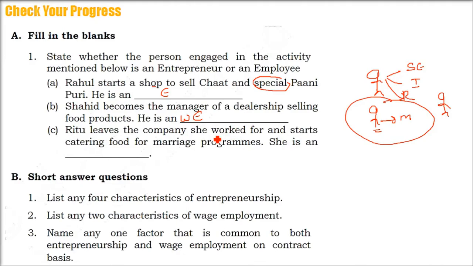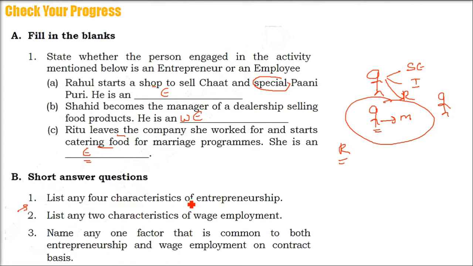Ritu leaves the company she worked for and starts catering food for marriage programs. She is an entrepreneur. She leaves the job. She has taken a risk. Then she is very much interested in marriage and she can make good food or she can arrange good food. So now she knows what she is good at. So she is an entrepreneur. So many things are there here because maybe her liking she is using as work.